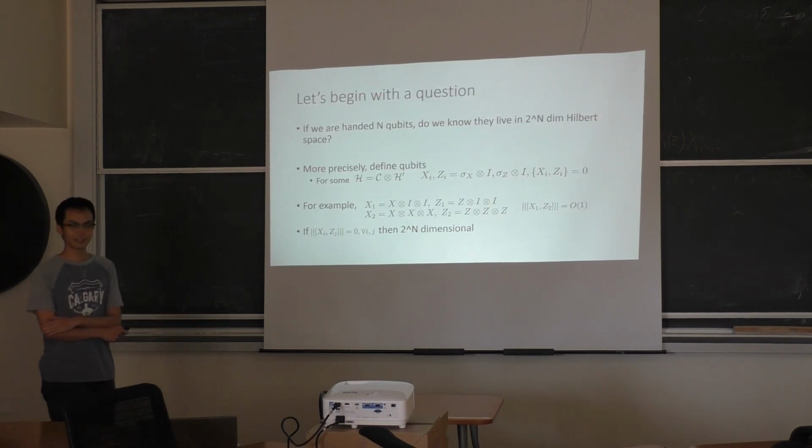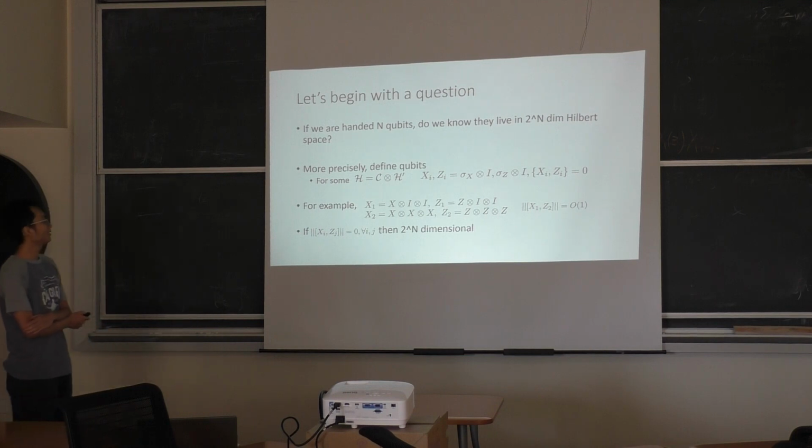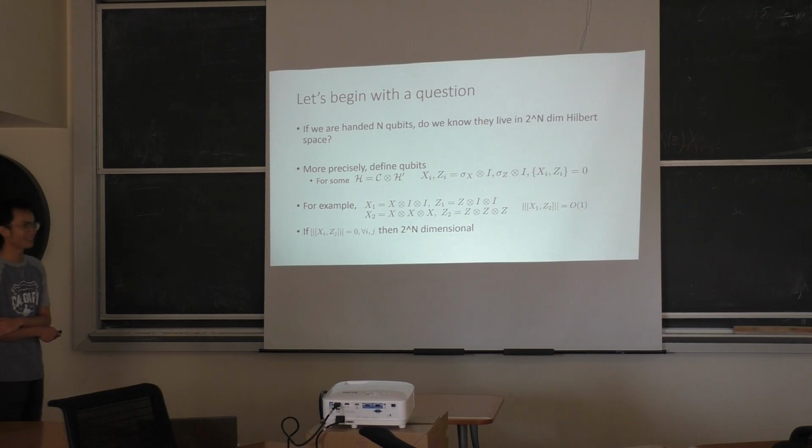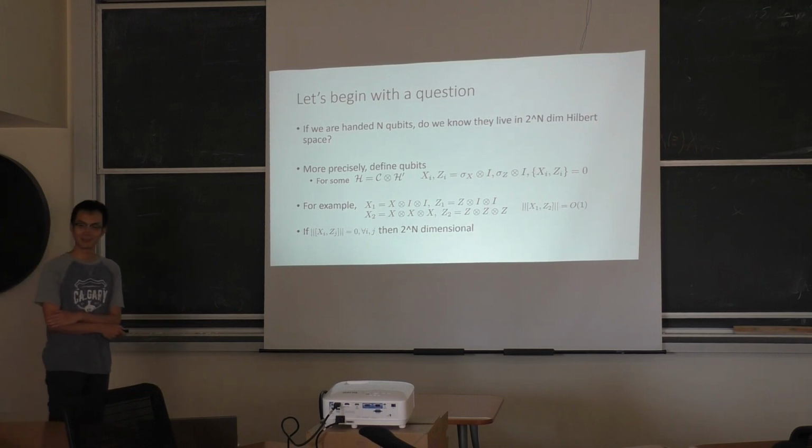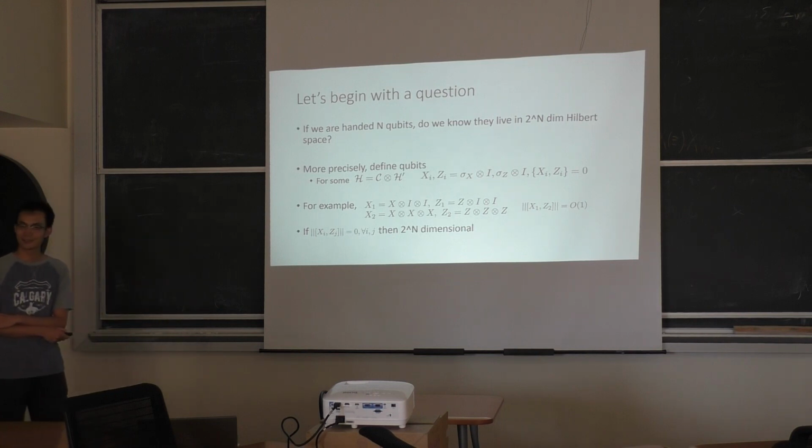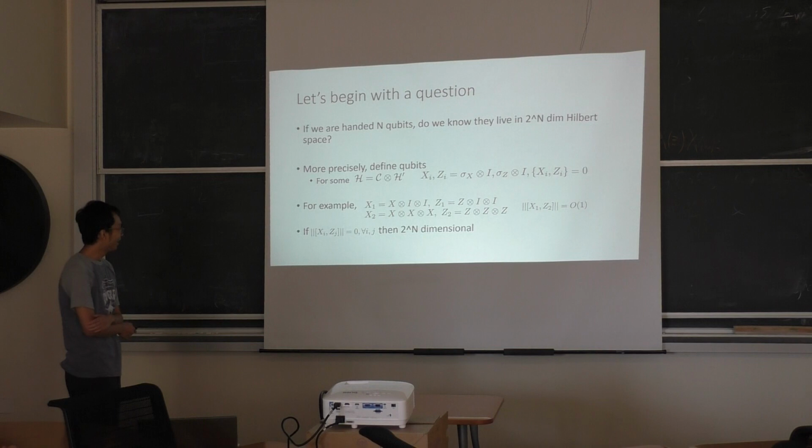So let me start with a question. It sounds like a dumb question, really. If you're handed capital N qubits, how do we know that they live in two-dimensional Hilbert space? And of course, it sounds like a no-brainer. Of course, they should live in two-dimensional Hilbert space, right?